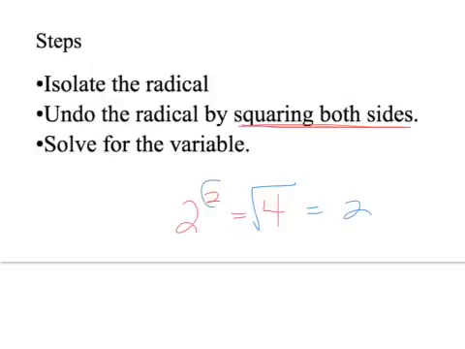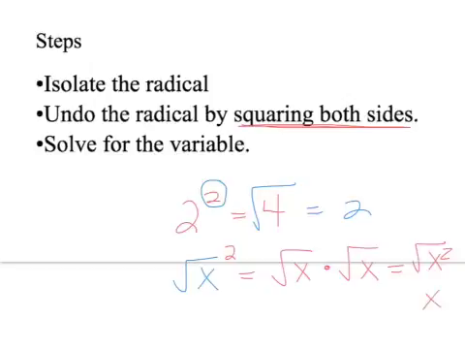So if I square a number, I can undo that by square rooting it, and vice versa. So if I take the square root of x, I can get rid of that square root by squaring it, because the square root of x squared is the square root of x times the square root of x, which is the square root of x squared. Well, the square root of an x squared is just an x. So you're going to use that idea to get rid of the square root. Then once the square root's gone, you solve the equation like normal, just solve for the variable.